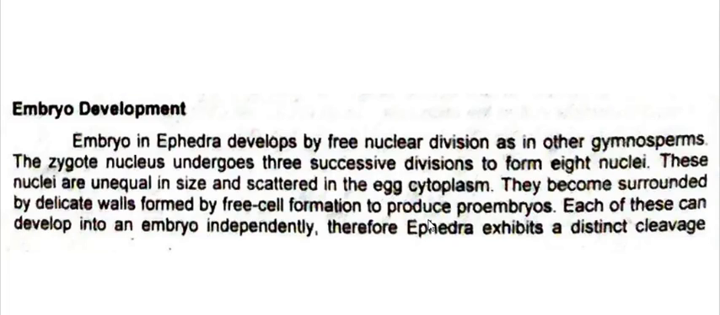Then these are surrounded by delicate walls to form cells, and these cells are known as the proembryo cells, and each of these can develop into an independent embryo. So this is the special type of cleavage polyembryony which is found in Ephedra.